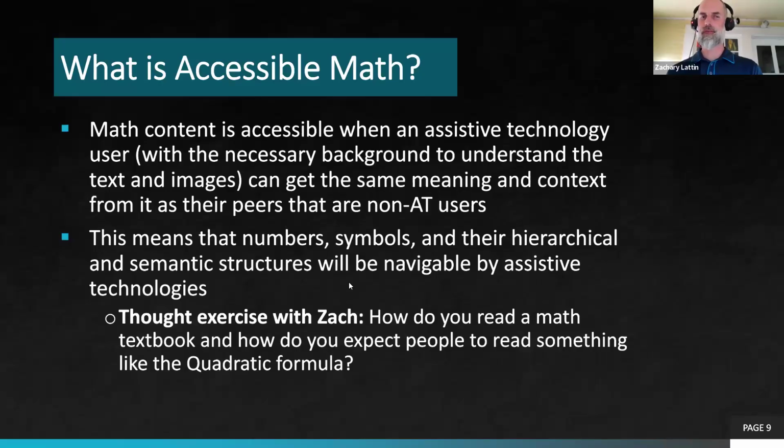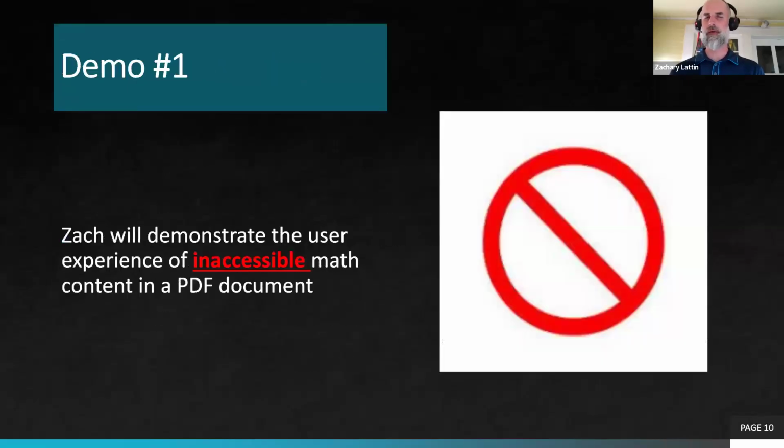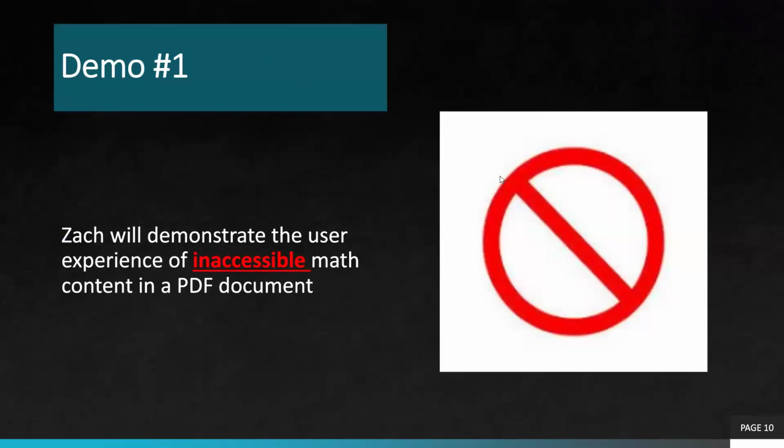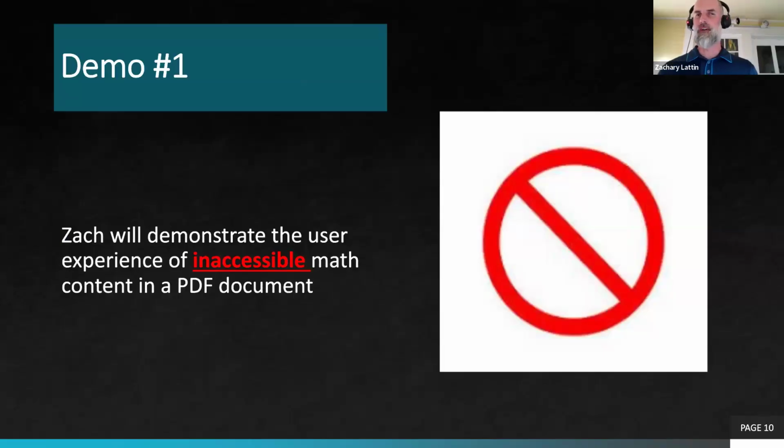I am, so yeah, we're going to do the first demo right now. And this is going to be a demonstration of a little bit of how a screen reader works and a demo of how math works if you're using a PDF document. So I'm going to start sharing my screen and my audio, and you're going to hear your device start talking because I'm using a screen reader. If you've never heard a screen reader before, you're going to hear it.